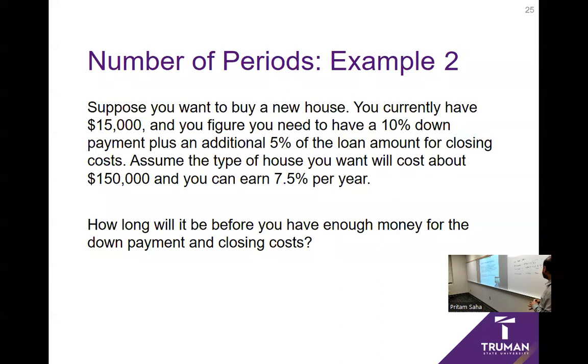So in our case, this is our future value, right? This is our future value. If you sum them up, I think our future value should be 21,750. How much money do we have right now? We have 15,000. And the rate of return is 7.5%, right? Now, what should be the number of years? 5.120. 5.14.